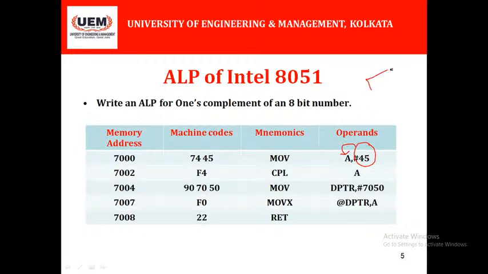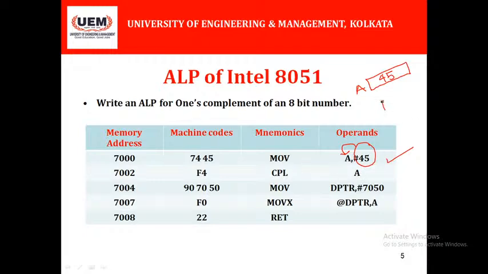Now we are observing that the value 45 is now stored in the accumulator. This is basically an immediate addressing mode because we are directly transmitting the value to the accumulator register. Next is CPL A. CPL A means we are basically making the complement of the A register.